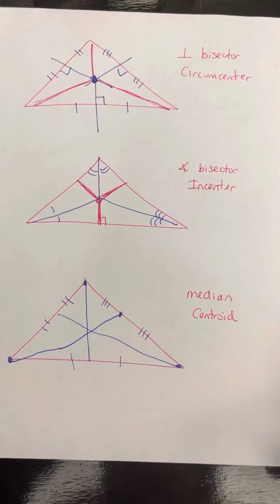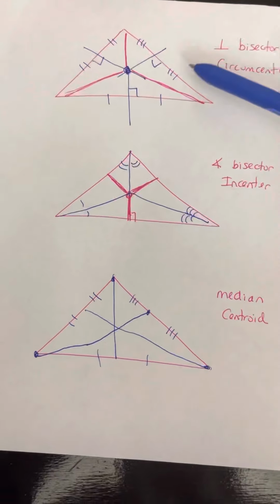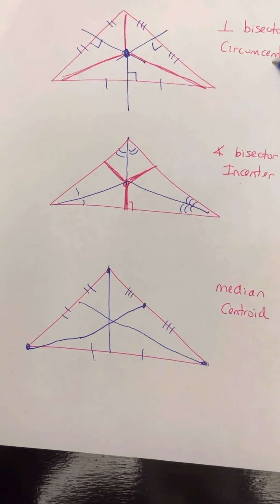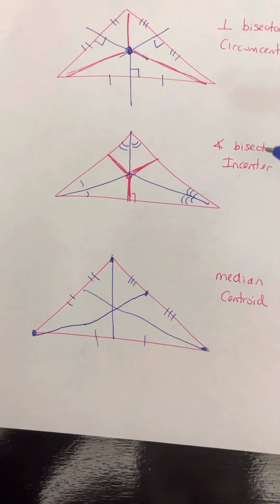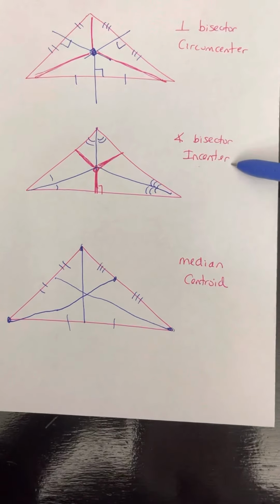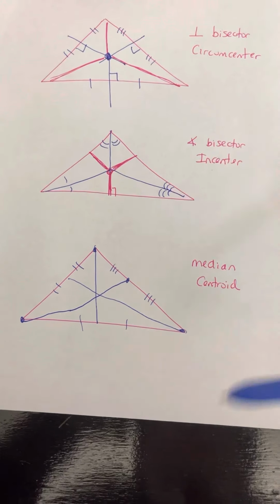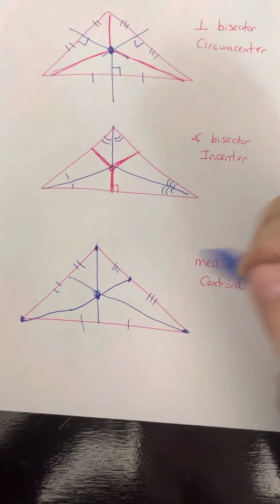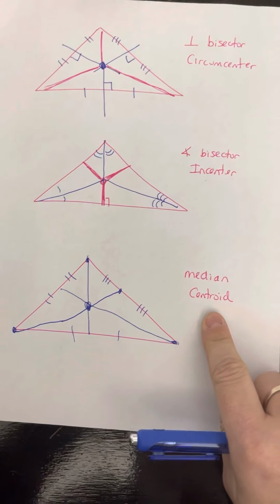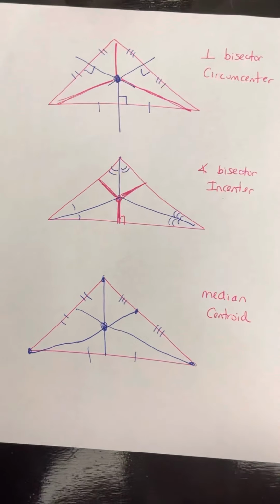Okay, so look at the difference between these. Perpendicular bisectors meet at the circumcenter. Angle bisectors meet at the in-center. Where the medians meet is called the centroid. So this is a good review of what you know so far.